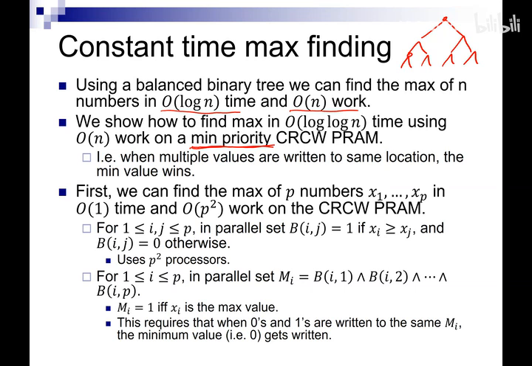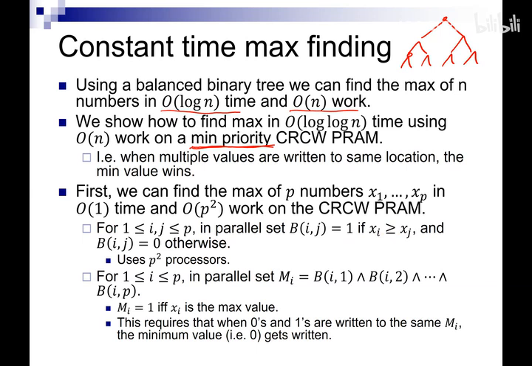And then each of these processors is going to compute this value b of ij, which is equal to 1 if xi is at least equal to xj, and otherwise it's going to be 0. So this processor simply compares xi and xj. If xi is at least as big as xj, then it's going to set this bit to have the value 1.